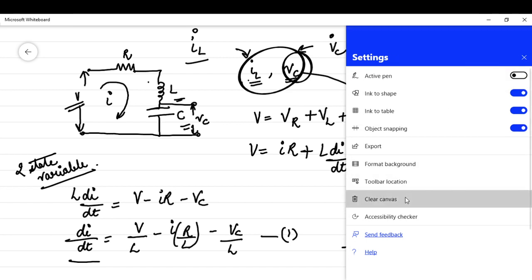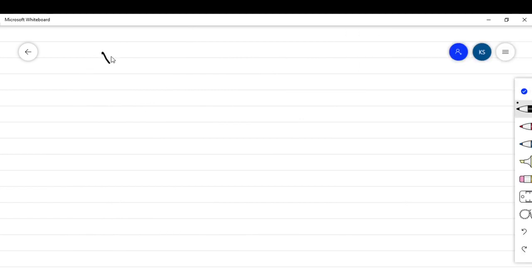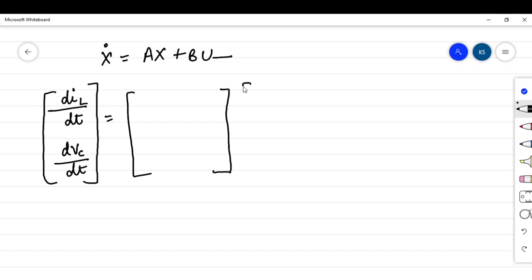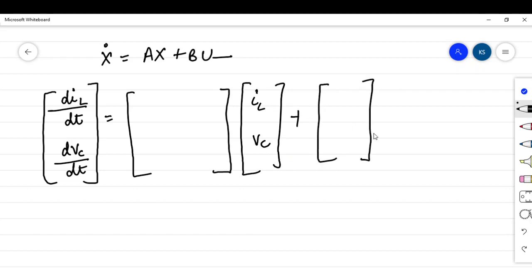As you already know, x dot equals Ax plus Bu, where u is the input and x is the state variable. Here we have x dot as dIL by dt and the second state variable as dVc by dt, so x is IL and Vc, and the input we are going to apply to the circuit is V. So we represent it as V.